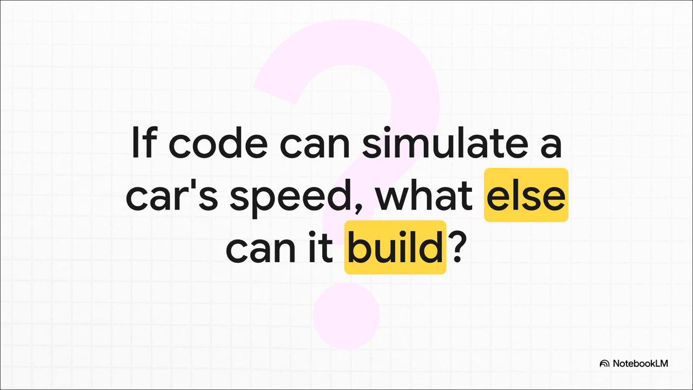And that's the thought I want to leave you with. We've just seen how a few lines of code can model a small piece of the physical world. It really makes you wonder, if we can do this for a car's speed, what other systems, what other ideas, what other futures can we simulate and build with these same simple tools?